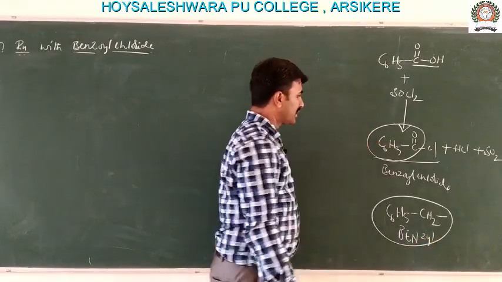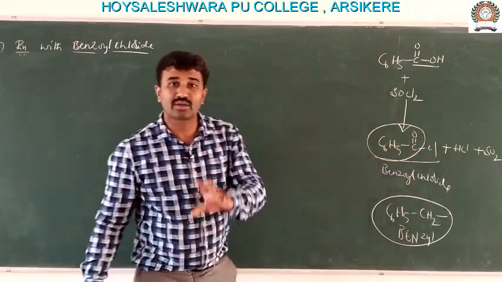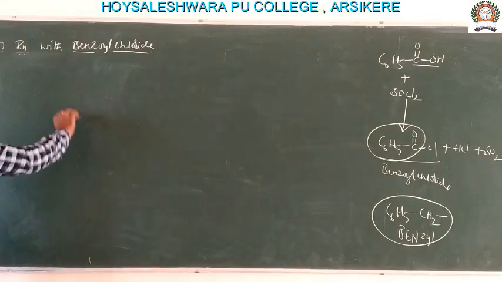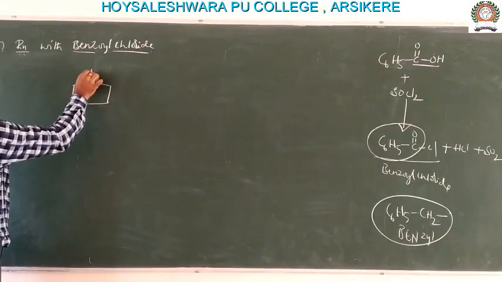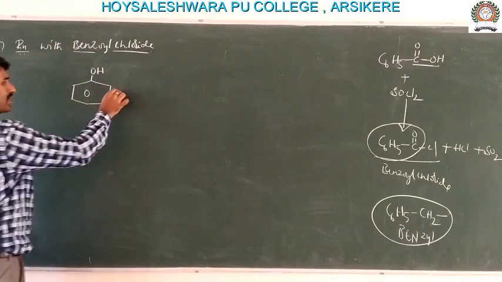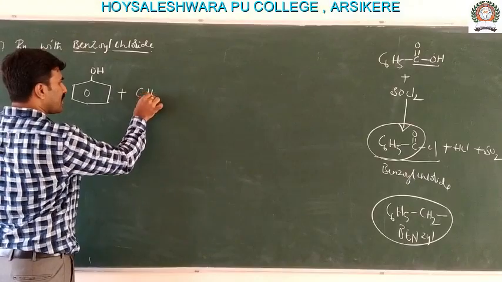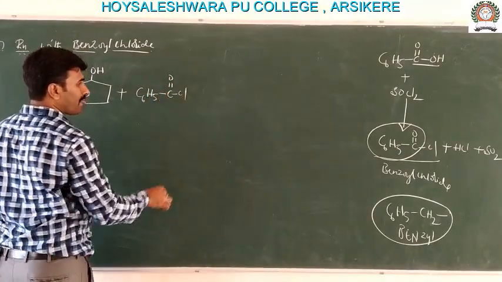Benzyl chloride. See, reaction of phenol with benzyl chloride. What happens? See, this is phenol and benzyl chloride, that means C6H5C double bond O Cl.